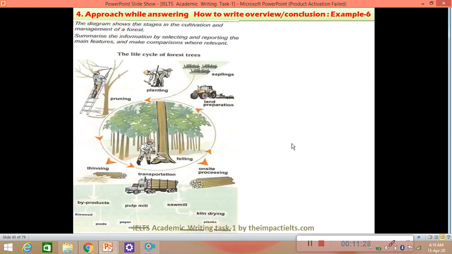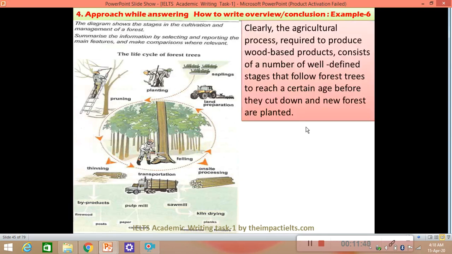This is a process diagram, so there is no trend again, but perhaps the way people are using the forest, and the entire process, we can sum it up with that. Clearly, the agricultural process required to produce food-based products consists of a number of well-defined stages that require forest trees to reach a certain age before they are cut down and new forests are planted. Right? That's fine, I think.